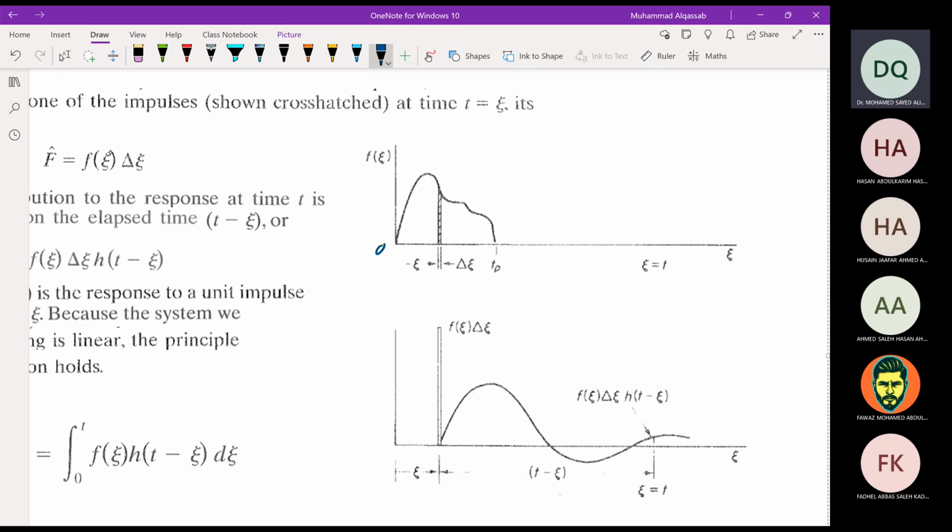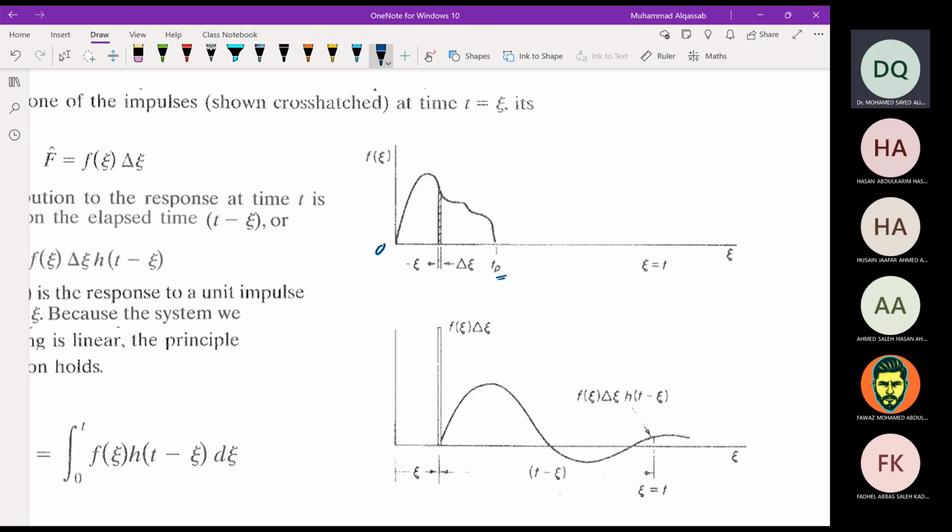It is starting from 0 to t final. Okay, and this is the final of the pulse. P may be for pulse. Okay, in order to find a solution for this, you consider impulse. You consider that the given force here is made of a series of impulses.